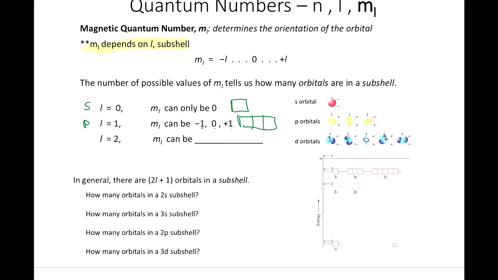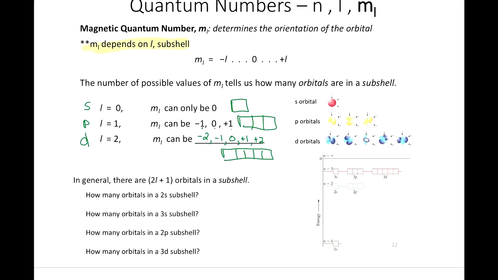Okay, L of 2, what kind of orbital do we call that? D. So what are the possible orientations we can have? -2, -1, 0, +1, +2. So tell me, how many boxes does a D subshell have? 5. 1, 2, 3, 4, 5, all right? And you can keep going, right? F will go all the way from -3 to +3, that's 7 boxes, and so forth. But we're mostly going to worry about S, P, and D. So that's what explains how many boxes there are.